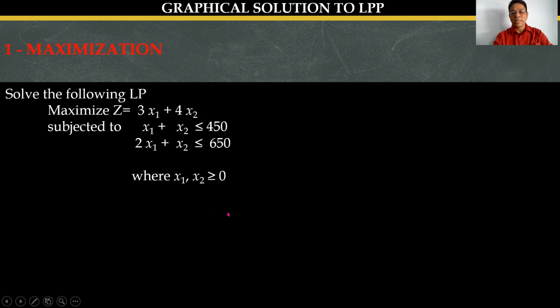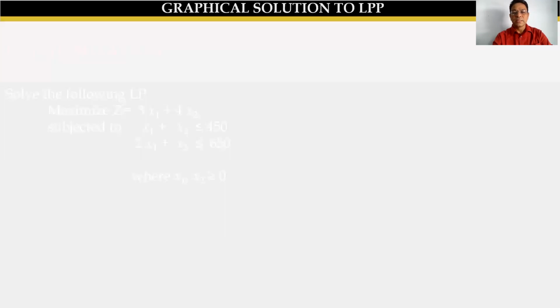So when you are talking about the graphical method, if x1, x2 both are greater than or equal to 0, it means we are in the first quadrant. So our entire solution should lie in the first quadrant only. So let's start by solving this problem.